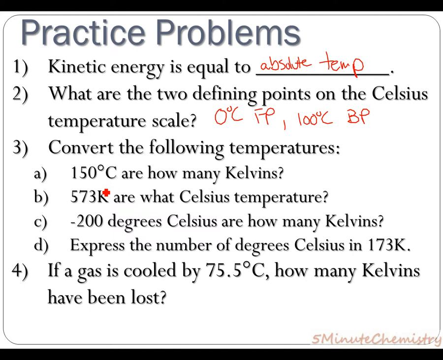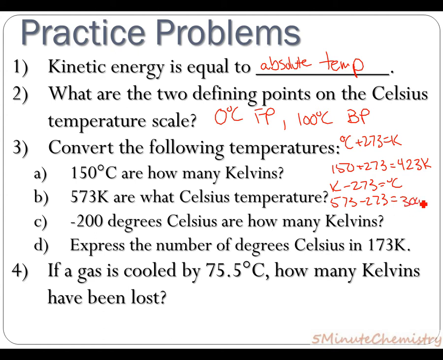Now convert the following temperatures. 150 Celsius are how many kelvins? So recall, degrees C plus 273 equals Kelvin. So 150 plus 273 is going to give us 423 kelvins. Now 573 kelvins are what Celsius temperature, so we're going the opposite. This is Kelvin minus 273 equals degrees Celsius. 573 minus 273 is equal to 300 Celsius.